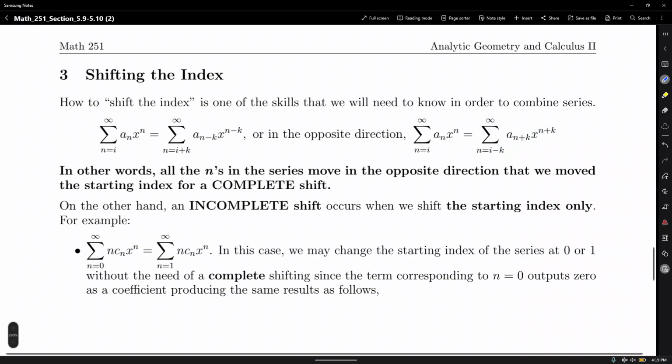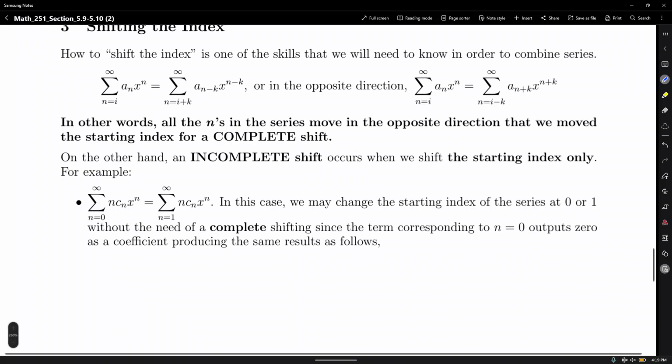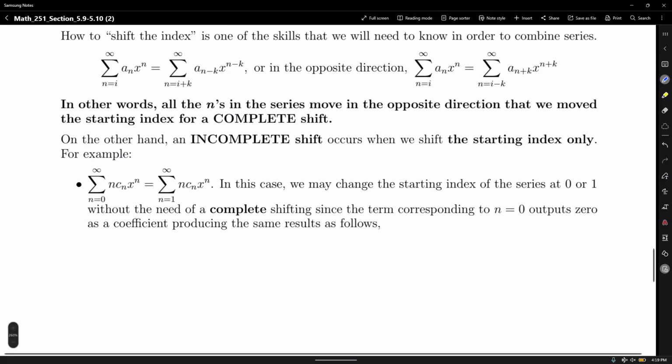All right. But then there's also an incomplete shifting. What is an incomplete shifting? An incomplete shifting is that in which we only shift the starting index. However, we cannot just shift the starting index just at will. There are certain situations in which we can do that. Let me show you under which circumstances we can do that.